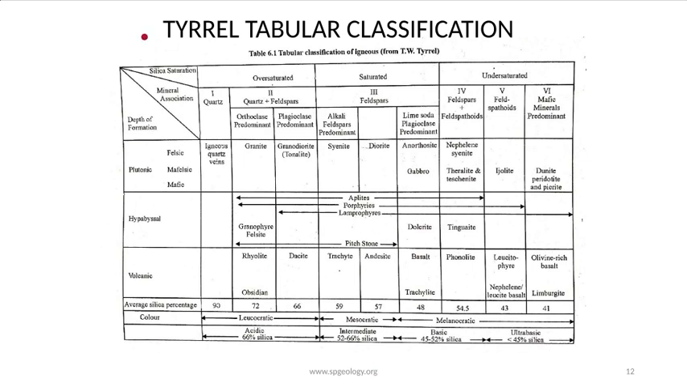This is another classification, the IUGS classification. Carefully remember what the plutonic and volcanic equivalent of each rock is. The field is divided into three: saturated, undersaturated, oversaturated. The composition is quartz, feldspar, feldspathoid, then mafic minerals. And what is the plutonic equivalent and volcanic equivalent? For example, the volcanic equivalent of granite is rhyolite. These are written here, so you must know them.